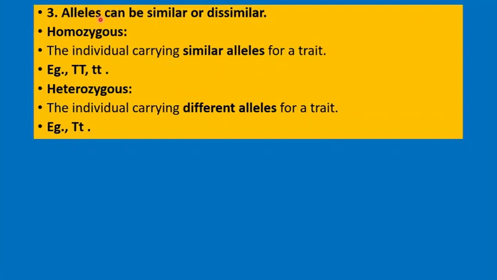Then, homozygous and heterozygous. These were also his inferences. The individual carrying similar alleles for a trait is known as homozygous, and the individual carrying different alleles for a trait is known as heterozygous. So, homozygous we will represent as capital T and capital T. We are taking alphabetical letters, and small t for the recessive dwarf trait. And heterozygous will be capital T and small t.